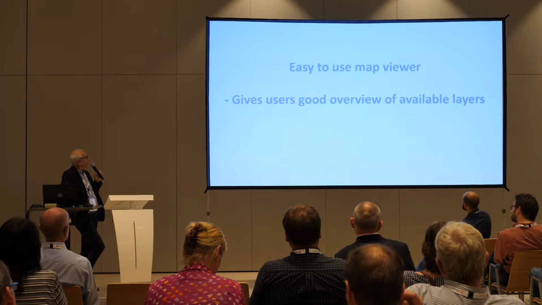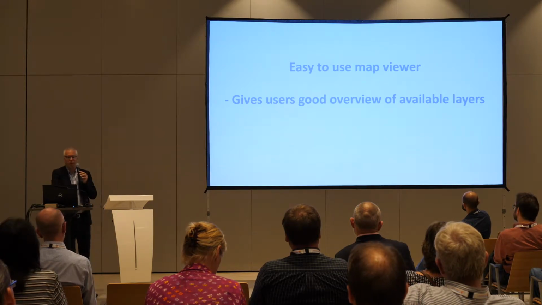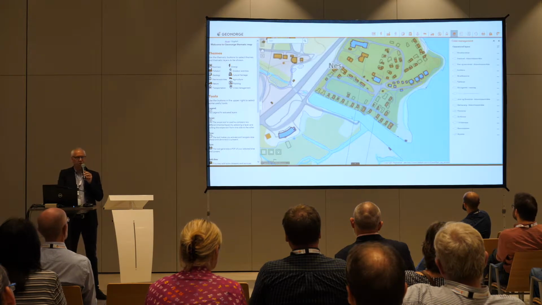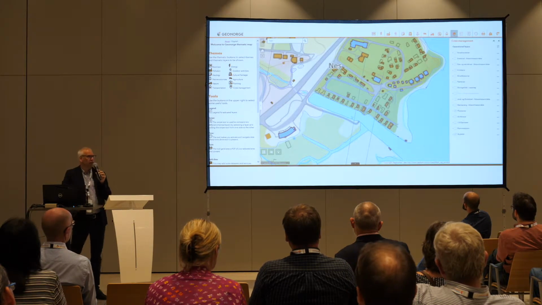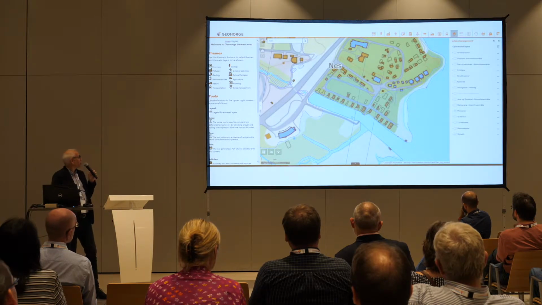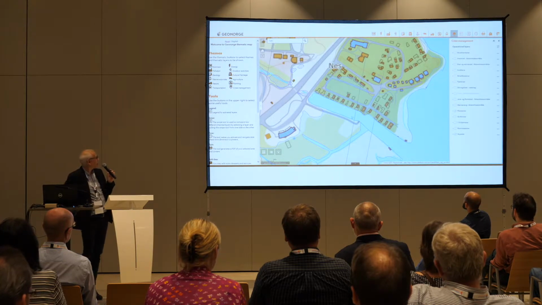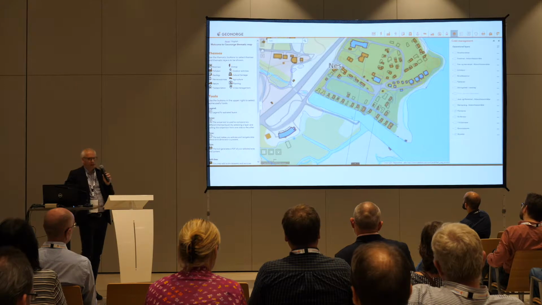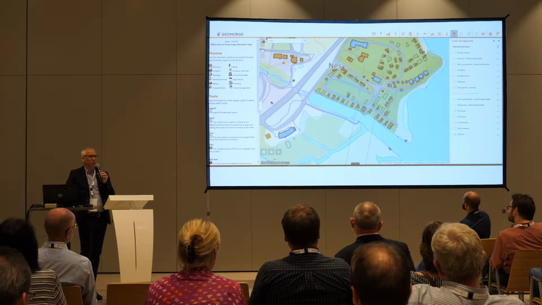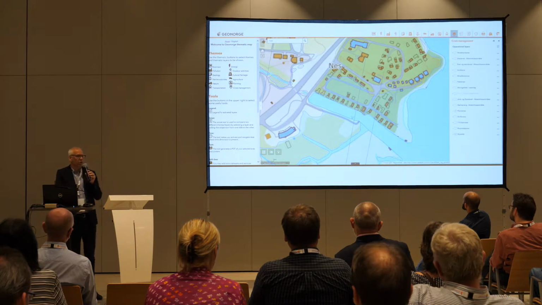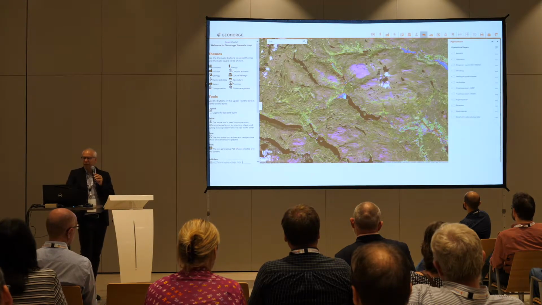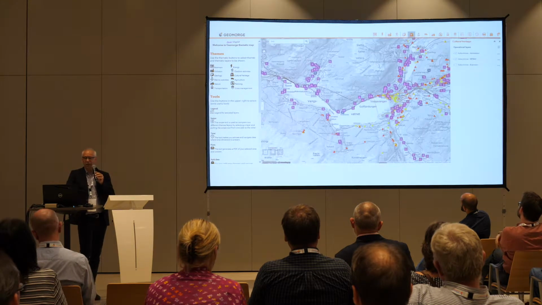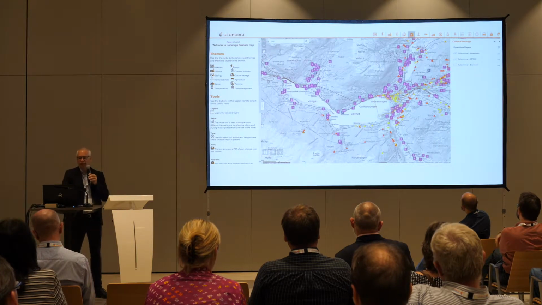Next, an easy to use map viewer gives users a good overview of available layers. Just a few examples here. For instance, flood susceptibility zones, an area that can be wet in some cases, and it's important. What we see here is that the data are very accurate, and rough maps of flood zones are not possible to use, so they have to be very good. Here is another example on satellite images, and here is one on cultural heritage.